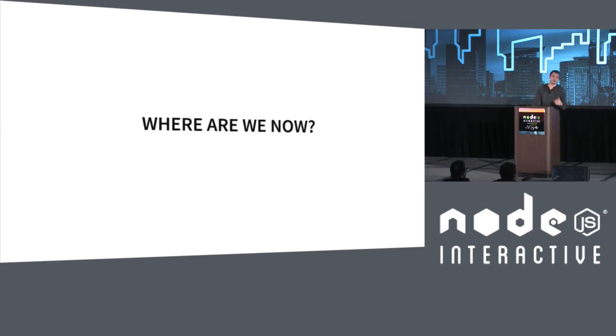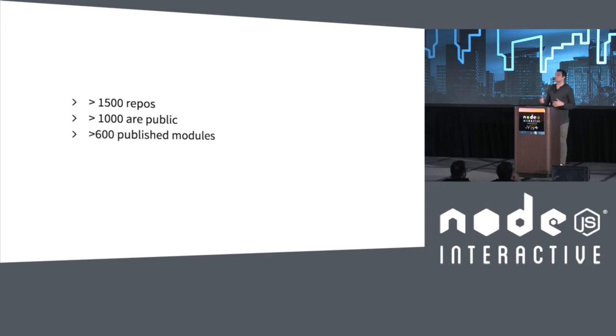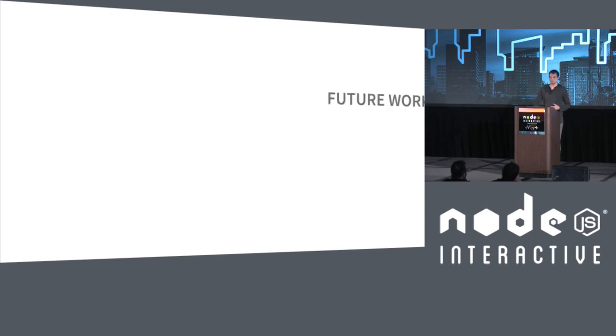So where are we now? How far along are we on the project? Well, there are over 1,500 repos. More than 1,000 of those are currently public right now. There are over 600 different published modules. So if you need to do some compute, the probability is that we've already generated a utility for you to leverage and build into your application. And there's a lot more to come in this regard.